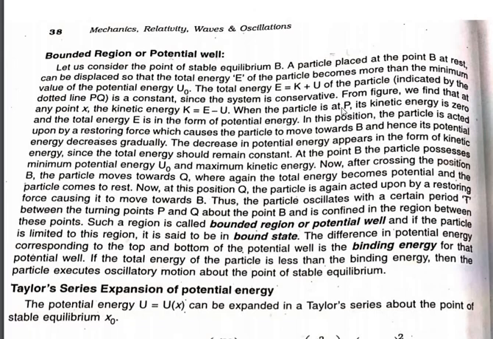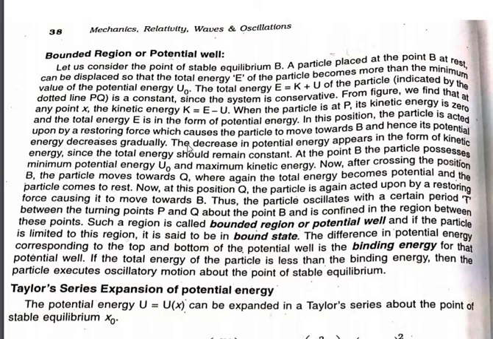So when the particle is at P, its kinetic energy is 0 and the potential energy is maximum. So the total energy is in the form of potential energy. In this problem, the particle is acted upon by the restoring force, which causes the particle to move towards the point B, because B is the equilibrium point, and hence its potential energy decreases gradually.